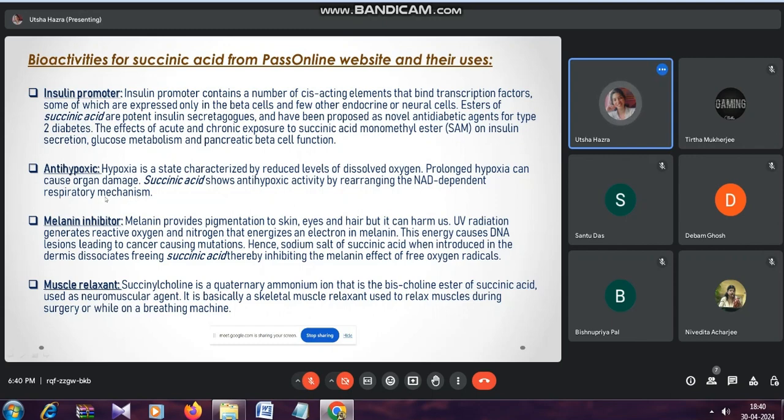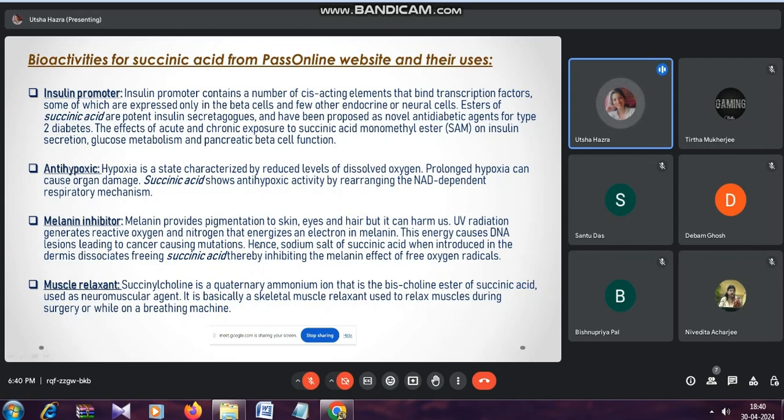And the next bioactivity is the melanin inhibitor. Melanin provides pigmentation to skin, eyes, and hair, but it can also harm us. As we all know, a substance has advantages, similarly it also has disadvantages. So UV radiation generates reactive oxygen and nitrogen that energizes an electron in melanin. This energy causes DNA lesion, leading to cancer-causing mutations.